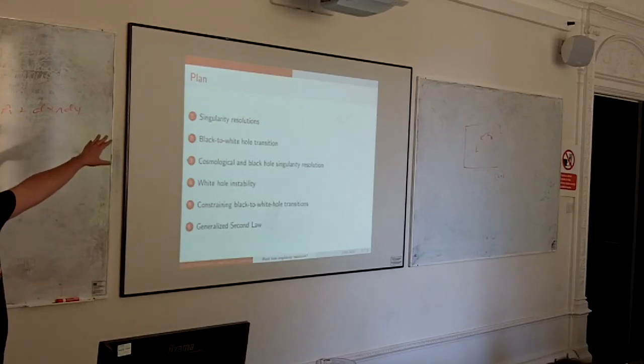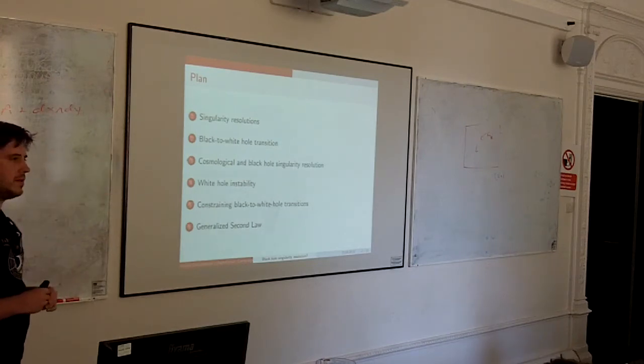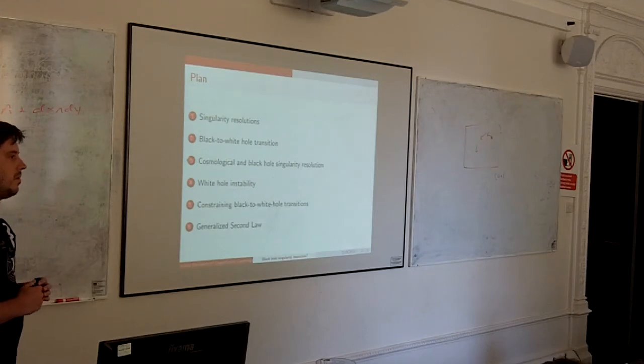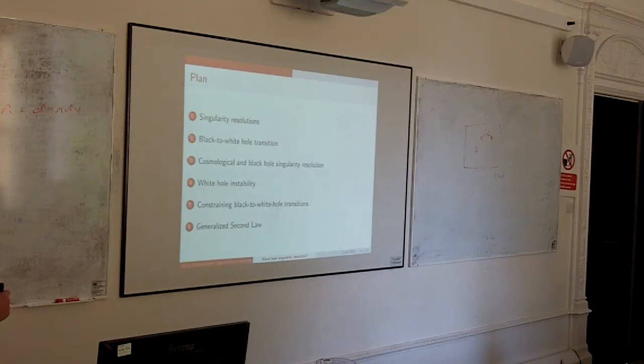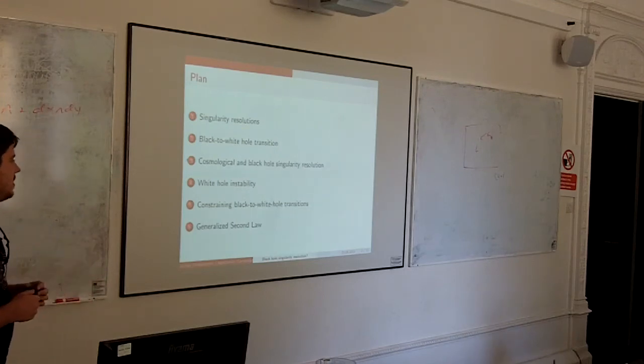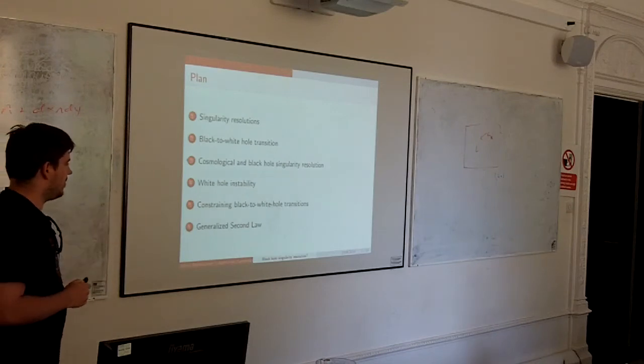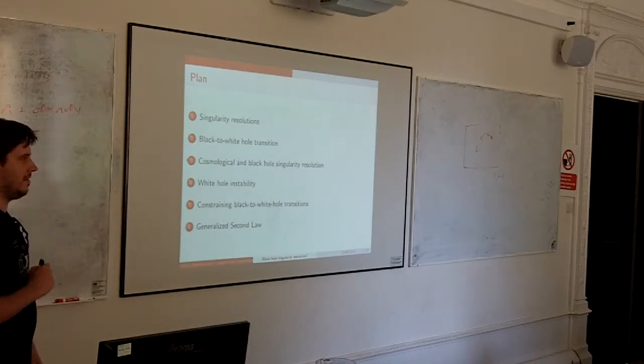So I plan to do it in the following way. I will have a few brief remarks on singularity resolution and what it could amount to. Then I will discuss a particular singularity resolution model for black hole spacetimes. Super briefly compare it with cosmological singularity resolutions, and then discuss so-called white hole instability results from the 70s and 80s, and I guess 90s, and see how they could be used, and argue that they could be used in constraining these sorts of proposals. And then there will be a speculation about the generalized second law at the very end.